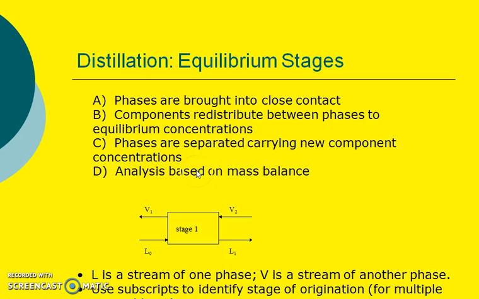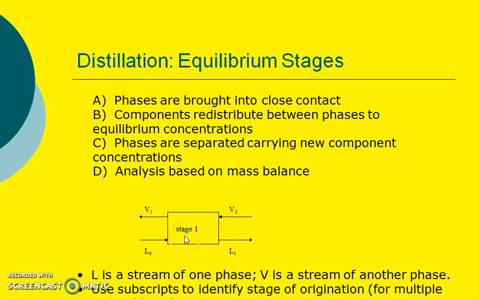The analysis is based on mass balance. L is the stream of one phase. V is the stream of another phase. Use subscripts to identify the stage of operation. So the material mass balance is: L0 plus V2 is equal to L1 plus V1 is equal to M.